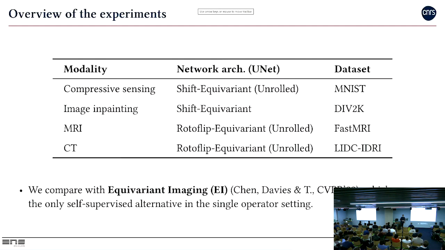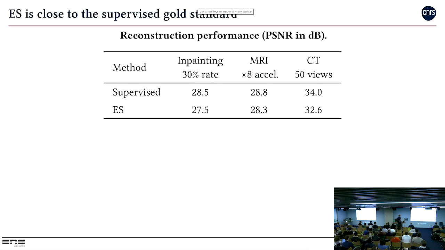So let's look at some experiments. We did a bunch of experiments. Compressive sensing with an i.i.d. random matrix, image inpainting, accelerated MRI, and also computed tomography. And we compared with another method we developed some years ago called equivariant imaging, that is also using equivariance and is working with a single operator.